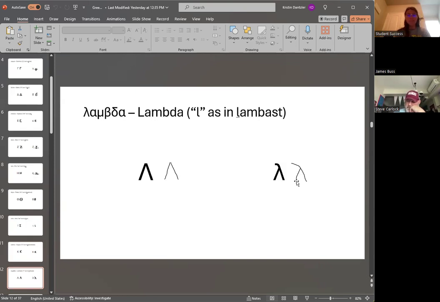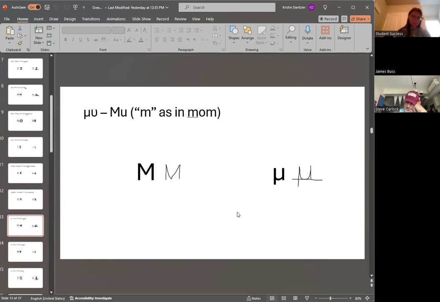Lambda is their L. Capital is basically an upside down V. Lowercase has a tail up here, swing it down, and then you complete the V here. Mu is their M. Capital letter looks just like our M. Lowercase, again, if this is the line of your paper, you start down here, you bring it up, and then you basically draw a U.